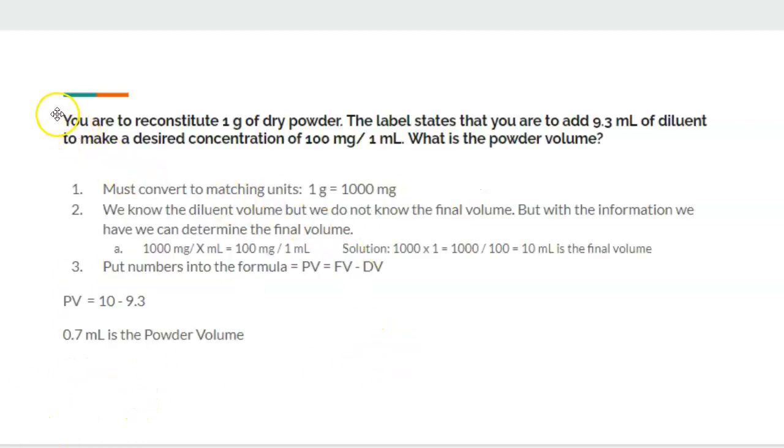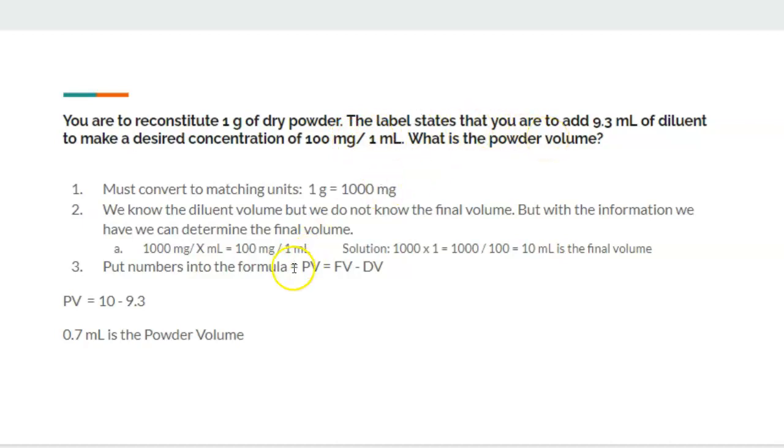So our first question is, you are to reconstitute 1 gram of dried powder. We've got a vial, it's a dried powder, and there's 1 gram in there. So when we reconstitute it, it's going to be 1 gram. Now, the label states that you can add 9.3 milliliters of diluent to make the desired concentration. And once we dilute it, we're going to have 100 milligrams per 1 milliliter. Okay, so what is your powdered volume?